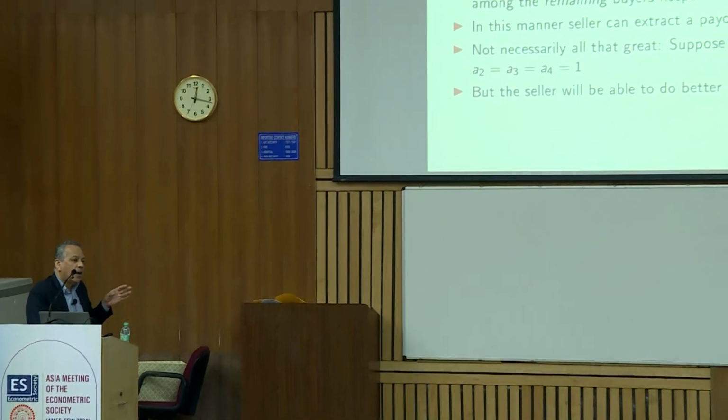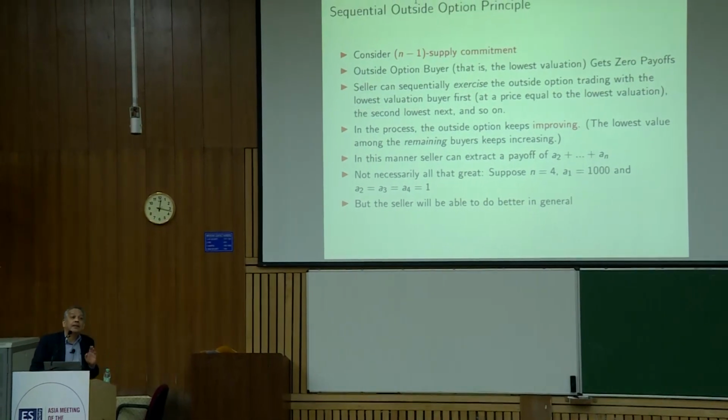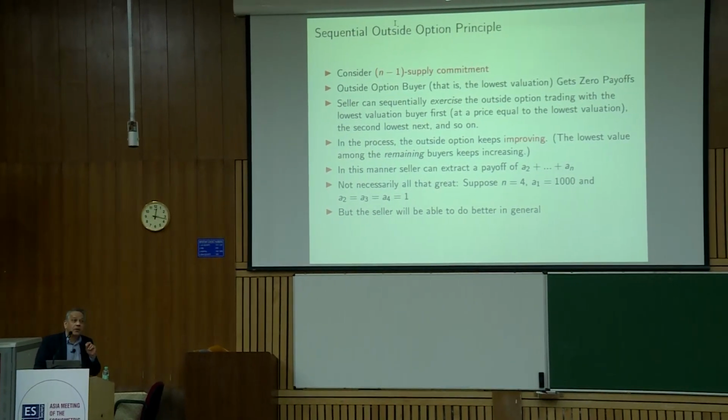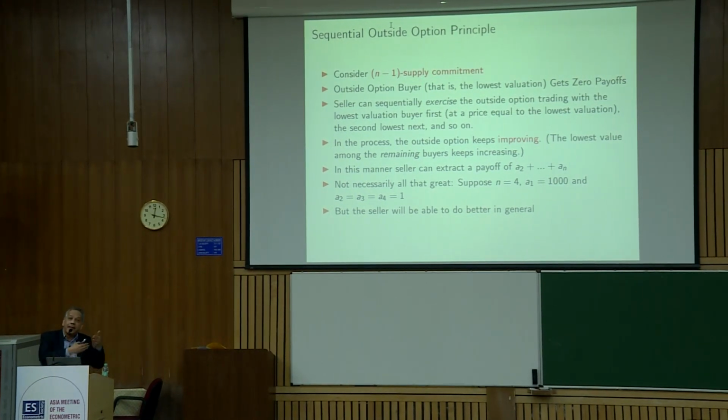So at the heart of the argument is a kind of scissors, and one blade of the scissors is what we call a sequential outside option principle. It's like the outside option principle, but it recognizes the dynamics of the bargaining process. So what does it say? At the start of play, let's look at the special case of an n-1 supply commitment, which will actually turn out to be important for us. So there are n buyers, you committed to excluding one buyer, but it doesn't matter who that buyer is, that's what you've committed to.